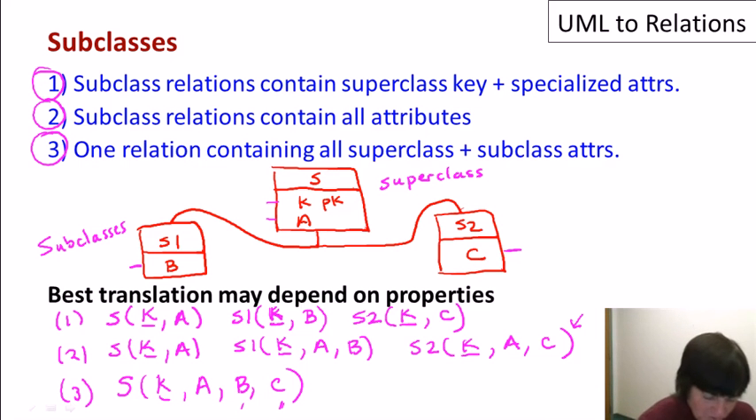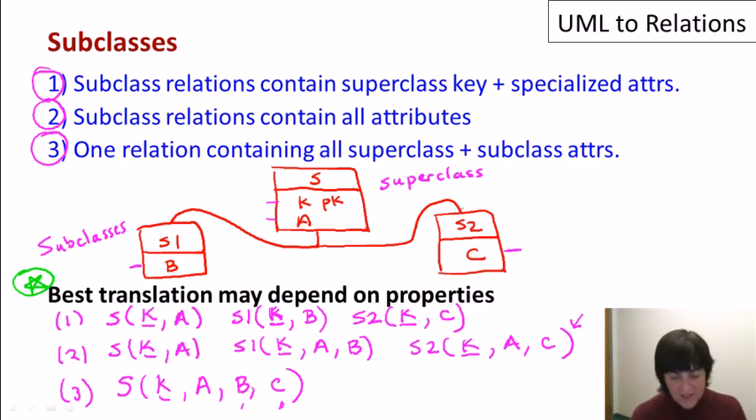Now, as you may have noticed, what has already been on the slide the entire time is that the best translation may depend on the properties of the subclass relationship. And if you remember, we had the properties overlapping versus disjoint and complete versus incomplete. So overlapping meant that we might have objects that were in more than one subclass. Disjoint meant that's not possible.